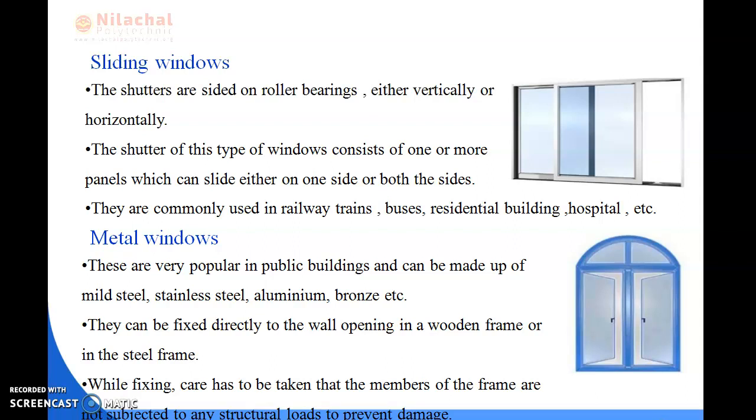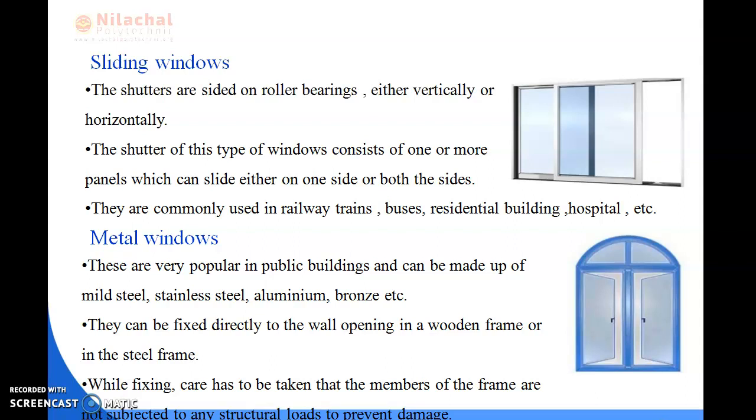In the sliding window, the shutters are mainly slid either vertically or horizontally, or we can say that this type of window can slide on one side or both sides, and they are commonly used in railway trains, buses, residential buildings, offices, hospitals. So sliding windows have been used in many of our buildings and houses.